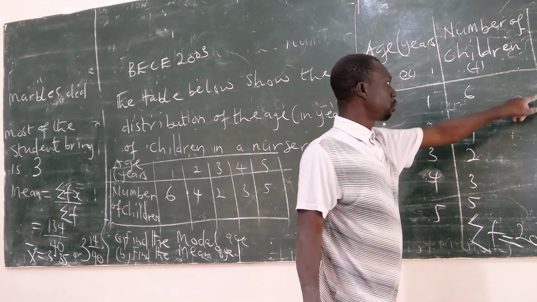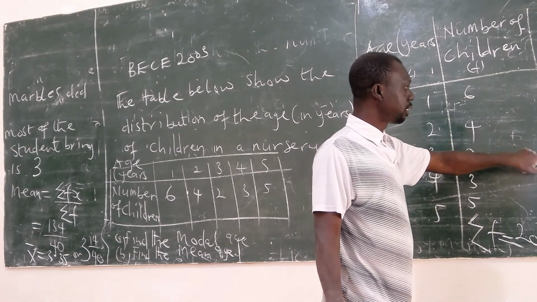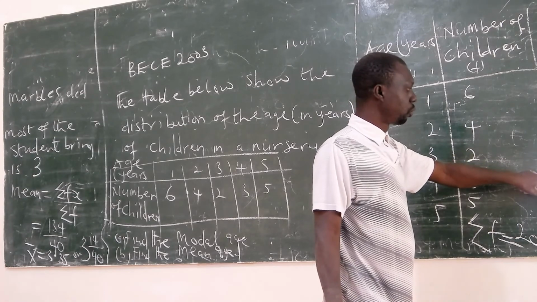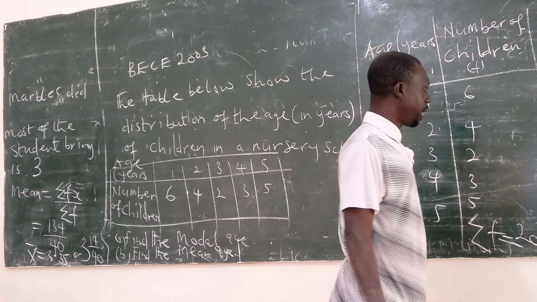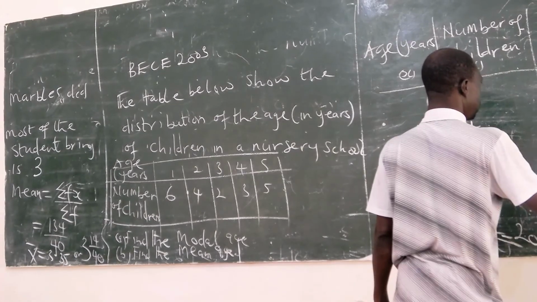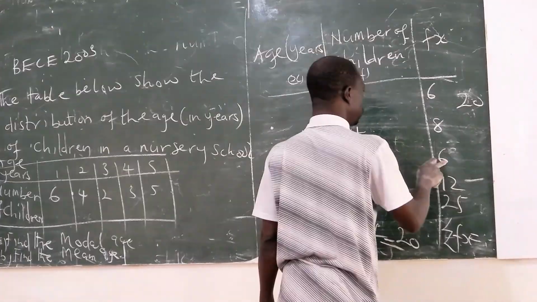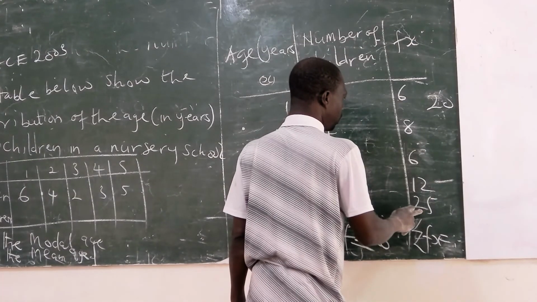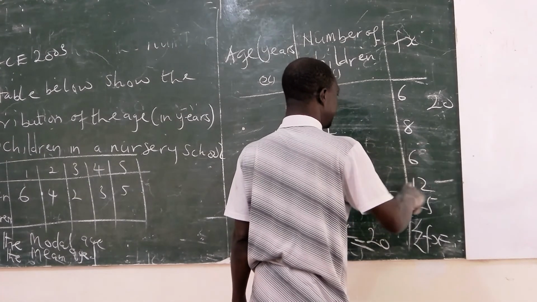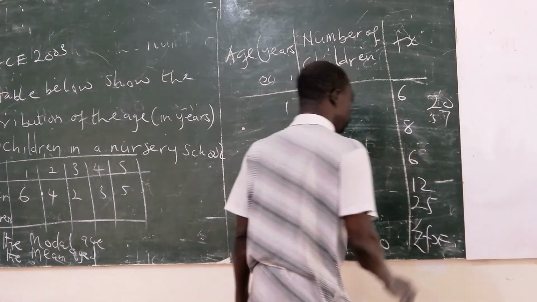Let's find the sum of fs. 6 plus 8 is 14, 14 plus 6 is 20, 20 plus 12 is 32, and 32 plus 25 gives us 57. So sigma f is 20 and sigma fs is 57.